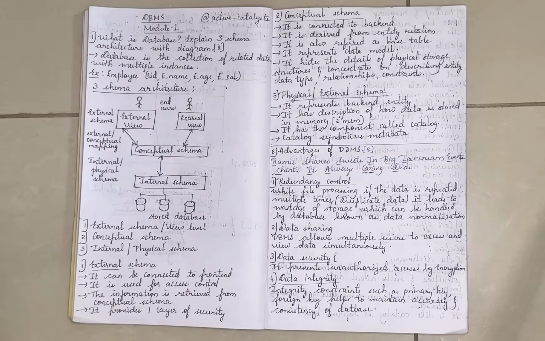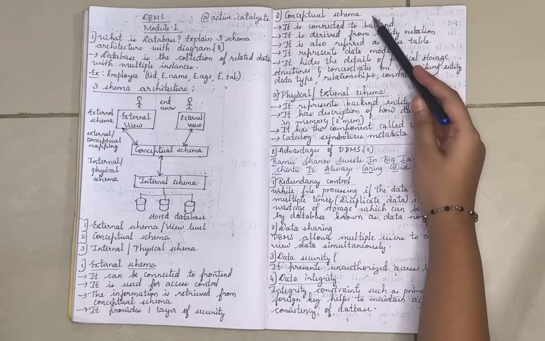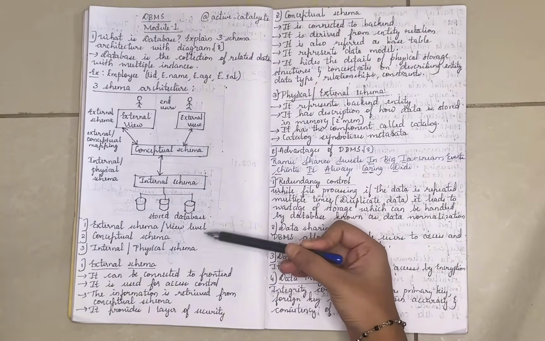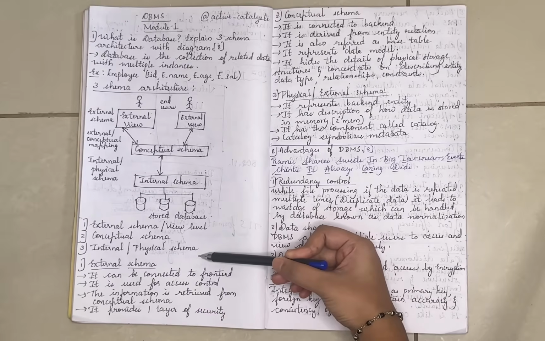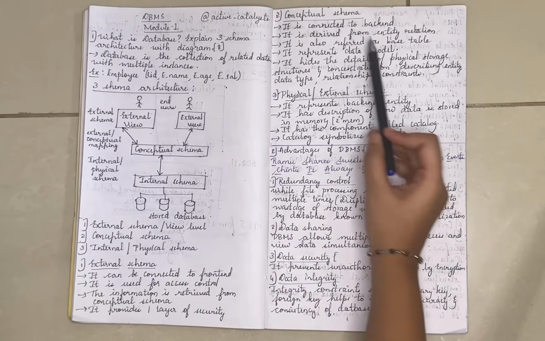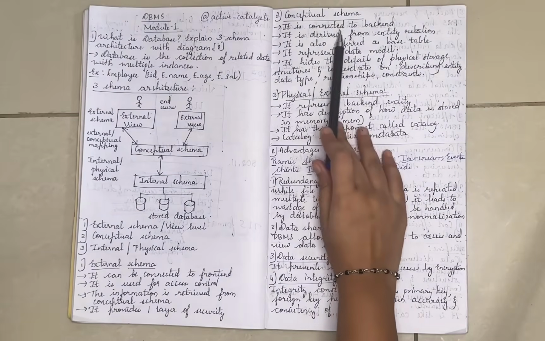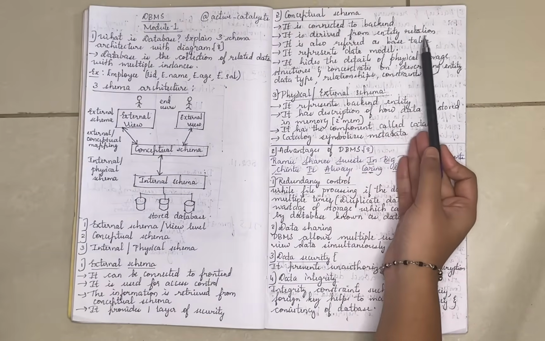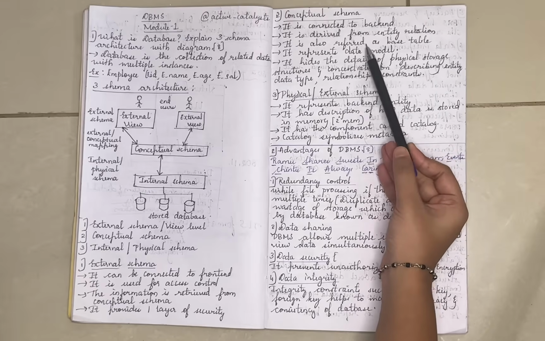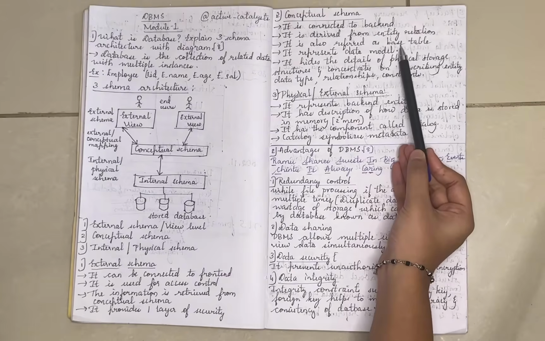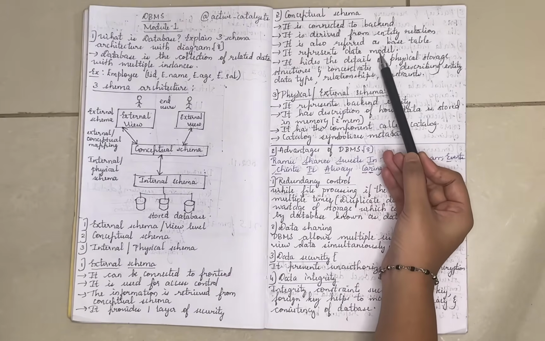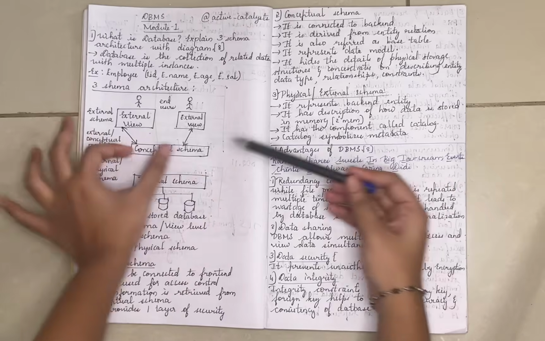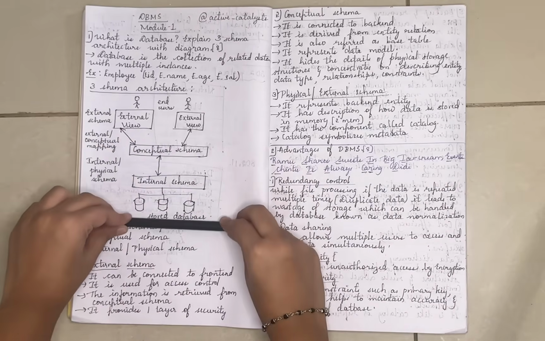Then next we have the conceptual schema. Remember, only the external schema is connected with the front end; the conceptual and internal schemas are connected with the backend. That is why in the conceptual schema you can see it is connected to the backend. It is derived from the entity relation. The conceptual schema is referred to as the base table and it represents the data model. So what does this conceptual schema contain? It contains all the details of physical storage.